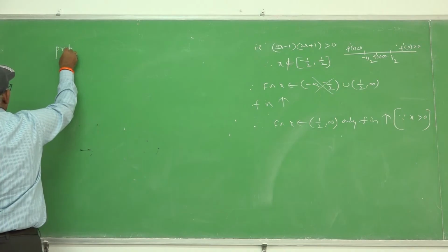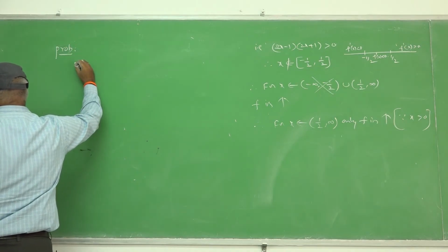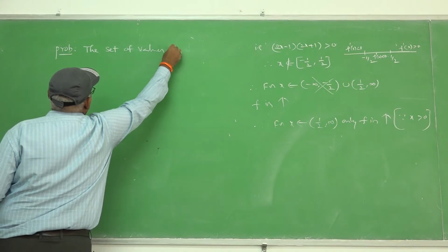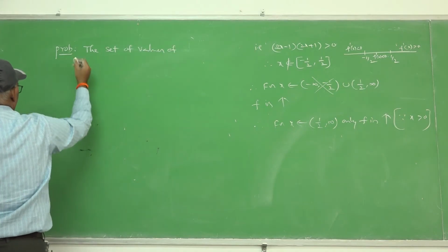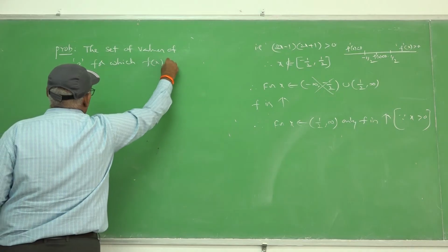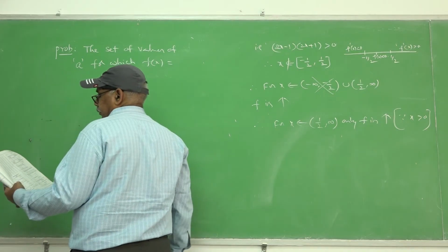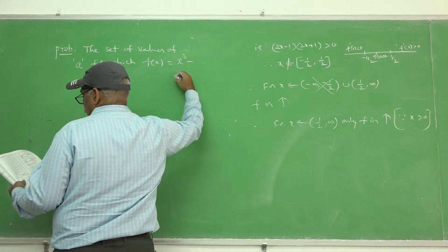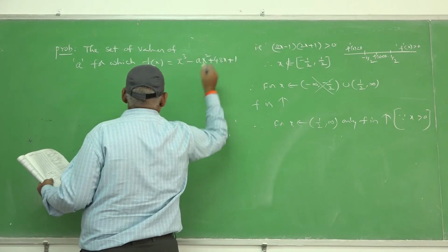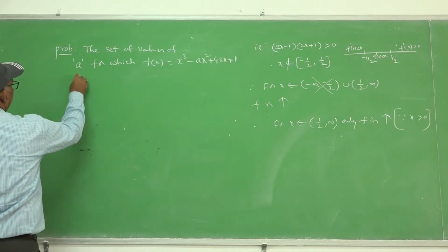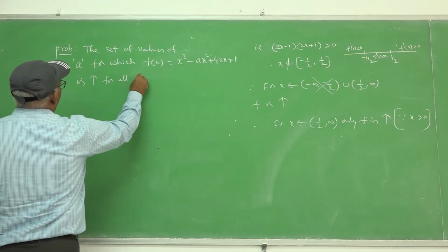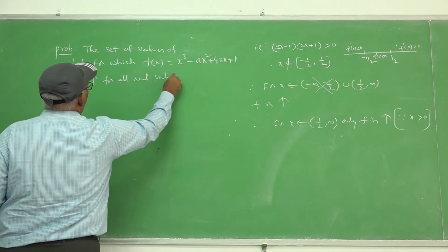Next problem. The set of values of a for which f x equal to x cube minus a x square plus 48x plus 1 is increasing for all real values of x.